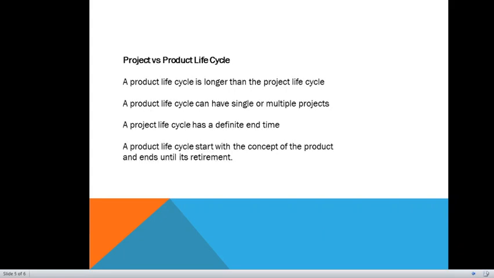So here's the difference: a product life cycle can have single or multiple projects. A product life cycle is longer than the project life cycle. Project life cycle has a definite start and end time, but product life cycle may not. Product life cycle starts with the concept of the product and goes on until it's withdrawn from the market.